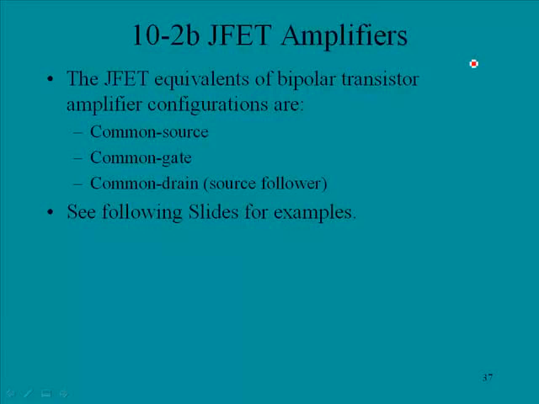We are continuing our discussion of JFET with a look at three of the common configurations used in JFET amplifiers. The JFET equivalents of bipolar transistor amplifier configurations are common source, which would compare to the common emitter in bipolar, the common gate, which would compare to the common base, and then the common drain, which would compare to the common collector in the bipolar.